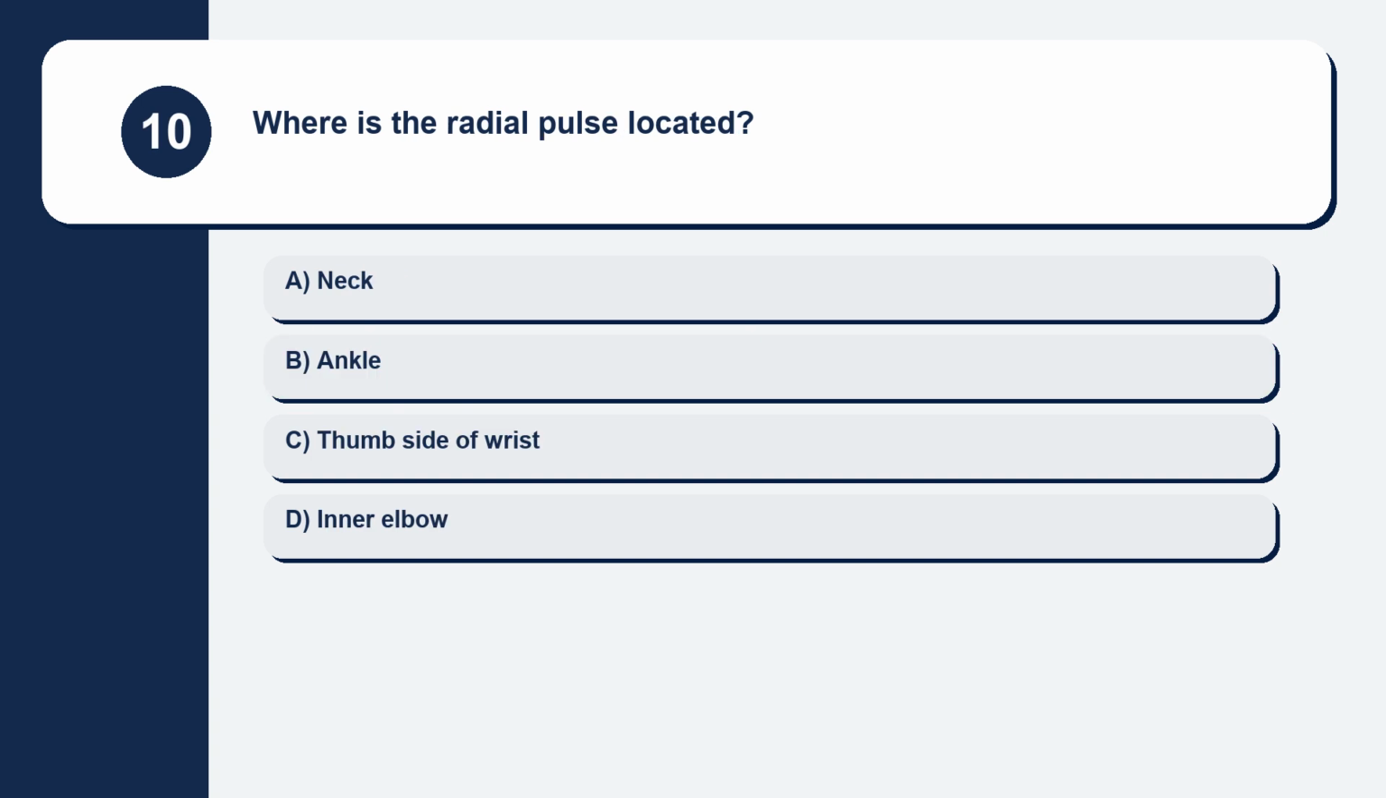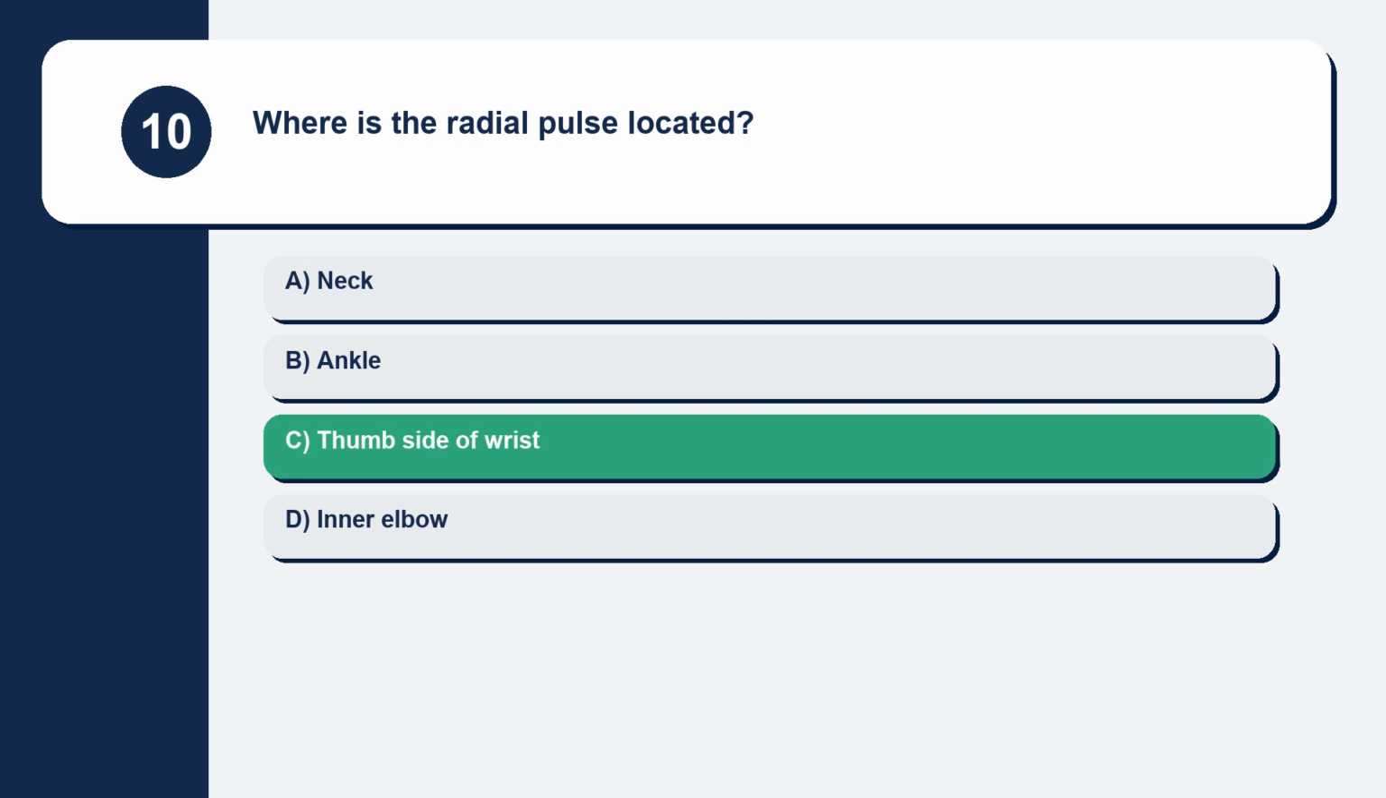Question 10. Where is the radial pulse located? Neck, ankle, thumb side of wrist, inner elbow. Radial is at the wrist.